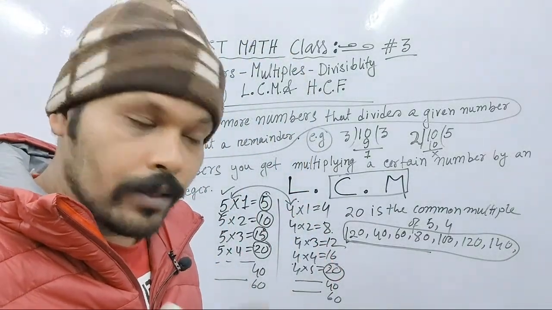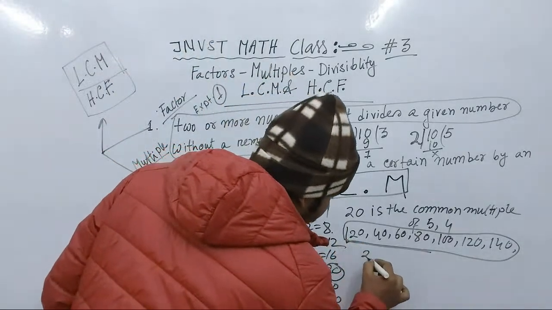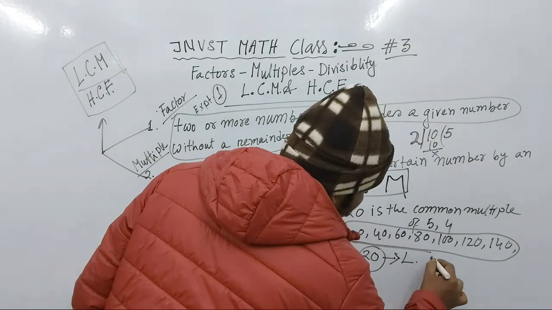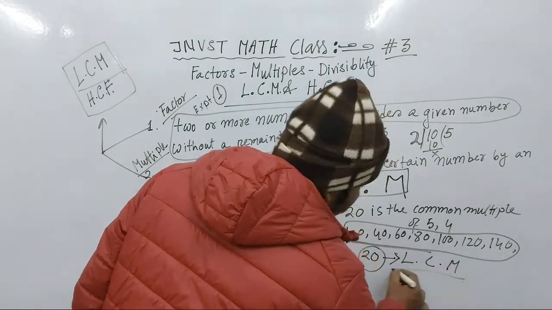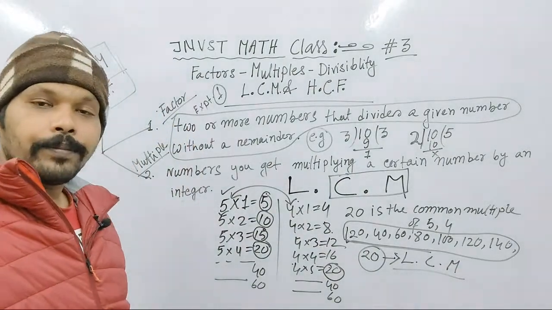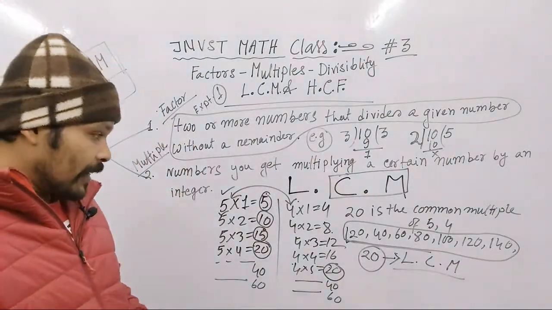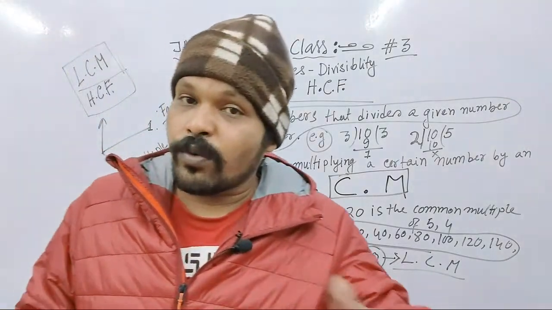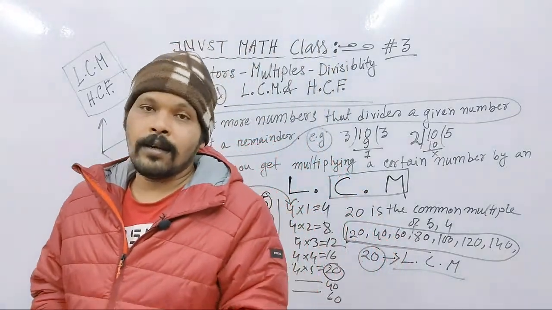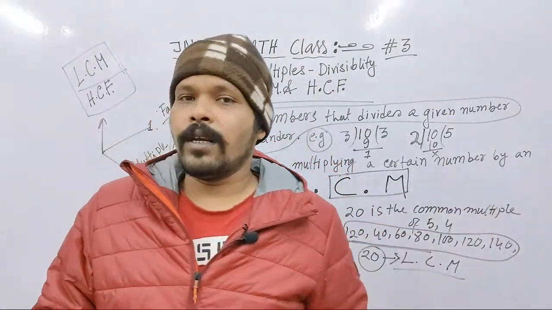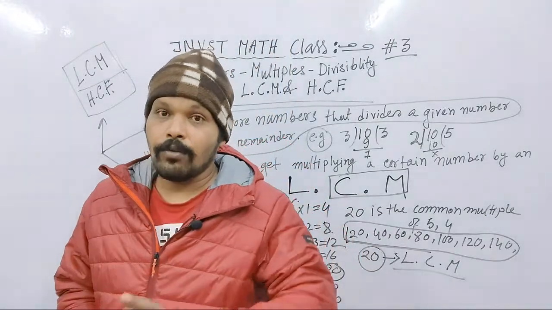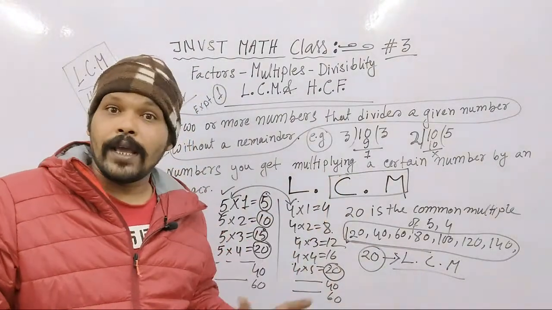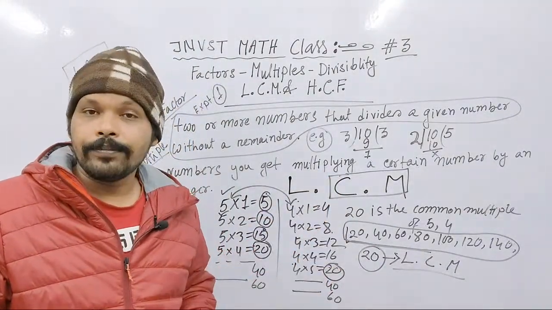Okay. So here 20 is the least one. Least means L, common multiple means CM. That is why it is LCM. By this way, if you find out the LCM of 2 or 3 or 4 or 5 numbers, a lot of time is needed in your exam hall. That much time you will not get. So it is not the proper way to find out the LCM.